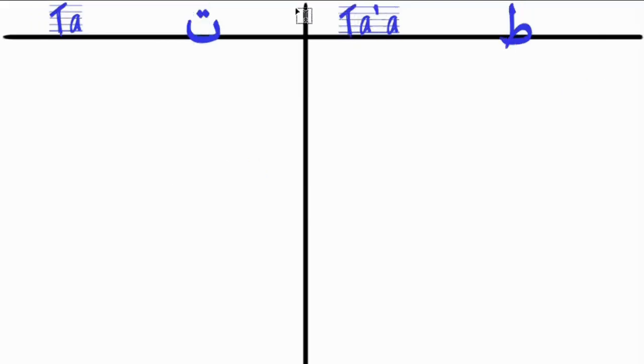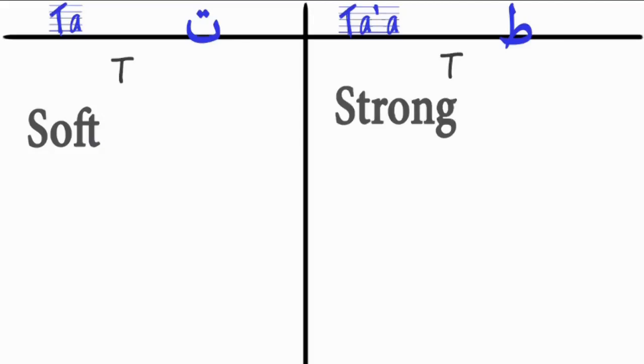Now the difference between the two letters ta. This one's ta and this one's ta. And in English, they would both be the letter T. Except one is soft, which is the same as the T in English, and one is a strong T. And for some examples, the soft one would be tamr, while the strong one would be tawus. So you can see there's a different ta.